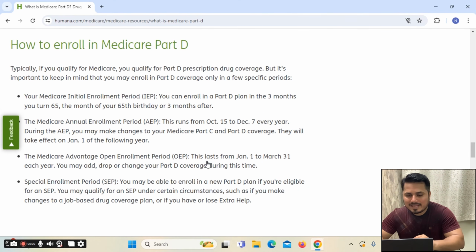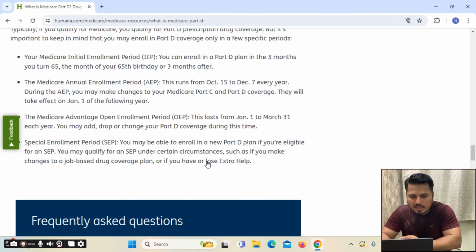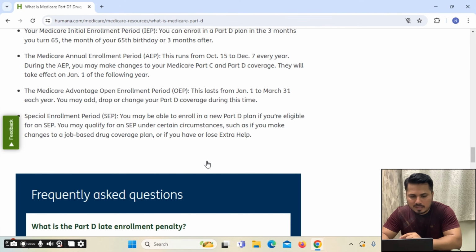Now, how to enroll in Medicare Part D? Typically, if you qualify for Medicare, you qualify for Part D prescription drug coverage. But it's important to keep in mind that you may enroll in Part D coverage only in a few specific periods. Now, your Medicare Initial Enrollment Period (IEP): you can enroll in a Part D plan in the 3 months before you turn 65, the month of your 65th birthday, or 3 months after. The Medicare Annual Enrollment Period (AEP) runs from October 15 to December 7 every year.